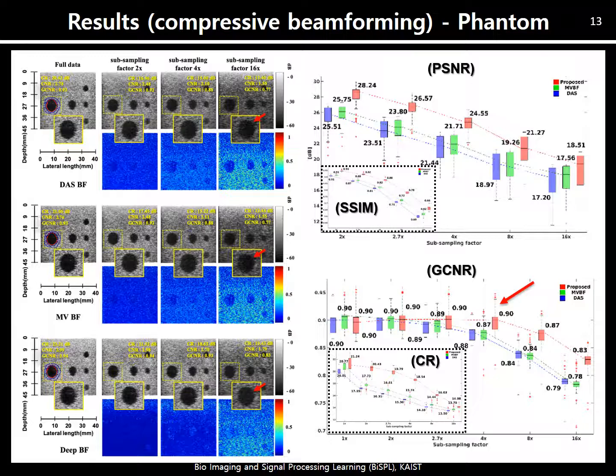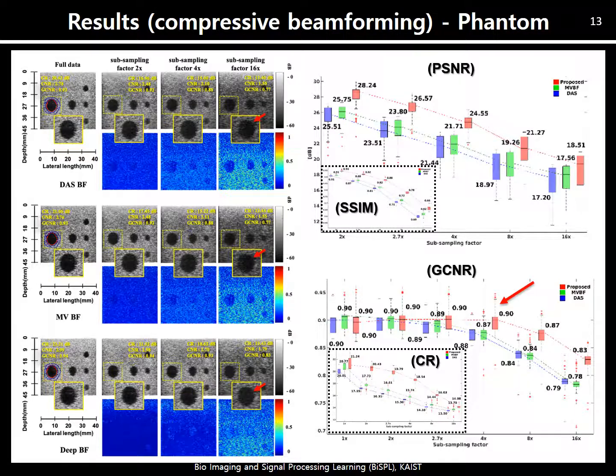Here, for quantitative comparison, we acquired 218 phantom scans from the tissue mimicking phantom and calculated a distribution of standard performance measures, which I mentioned before. The distribution curve clearly depicts the performance gain achieved by the DBF. Interestingly, this time the DBF shows even better performance than the in vivo scenario, and the average GCNR value remained constant even at 4 times downsampling.